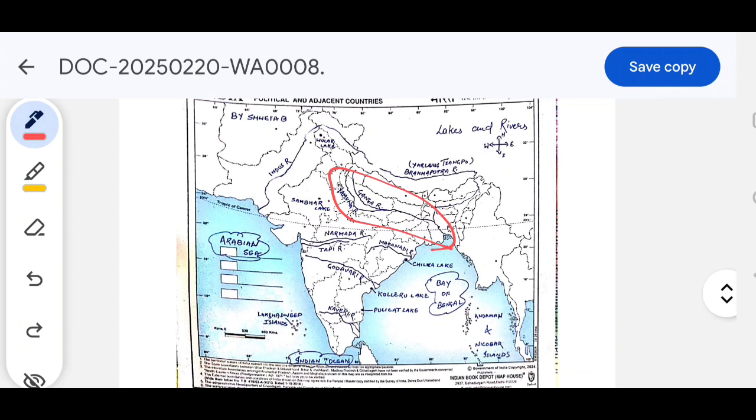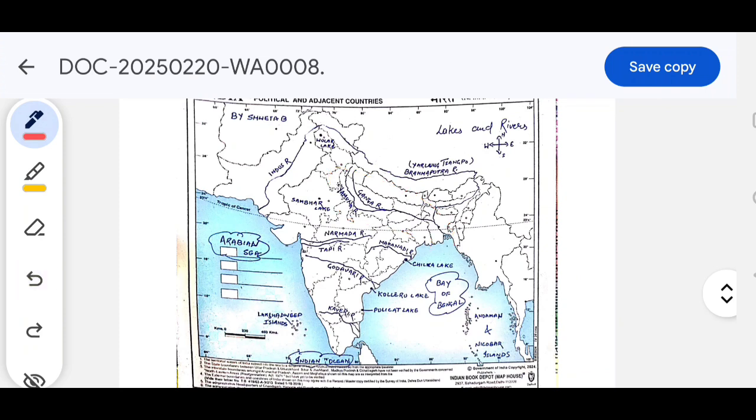Then, if we remember how it moves and from which states, now we have learned all the states. So you can see from Uttarakhand it moves to Uttar Pradesh, and then Bihar, and then comes to West Bengal, and then comes to the other country, which is Bangladesh. So this is how it flows.